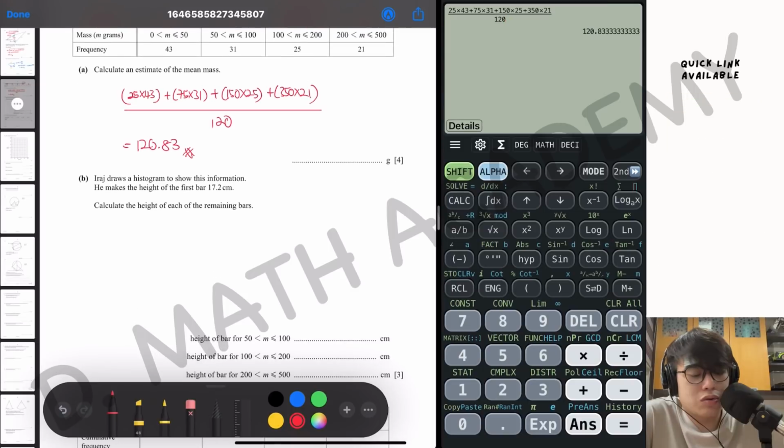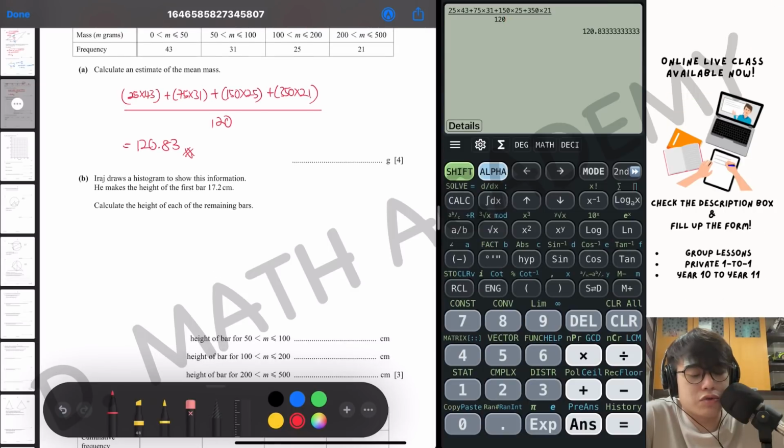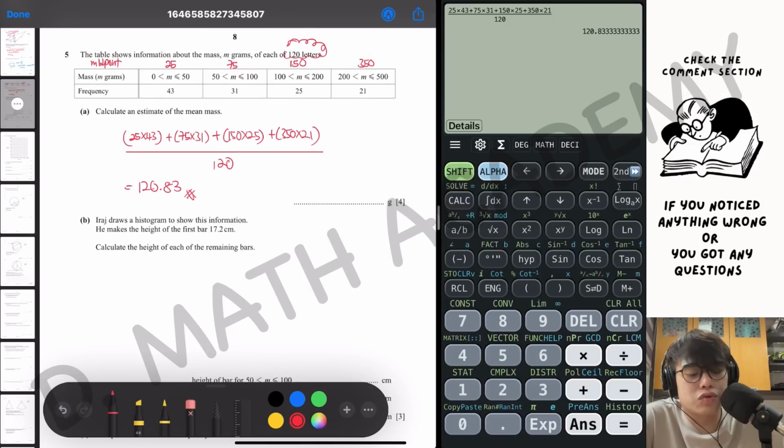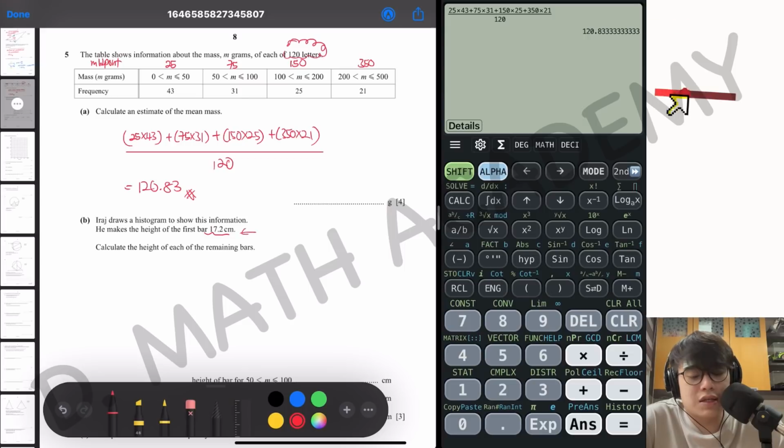Next, draw a histogram to show the following information. He makes the first bar height 17.2. So this thing here is basically your frequency density.